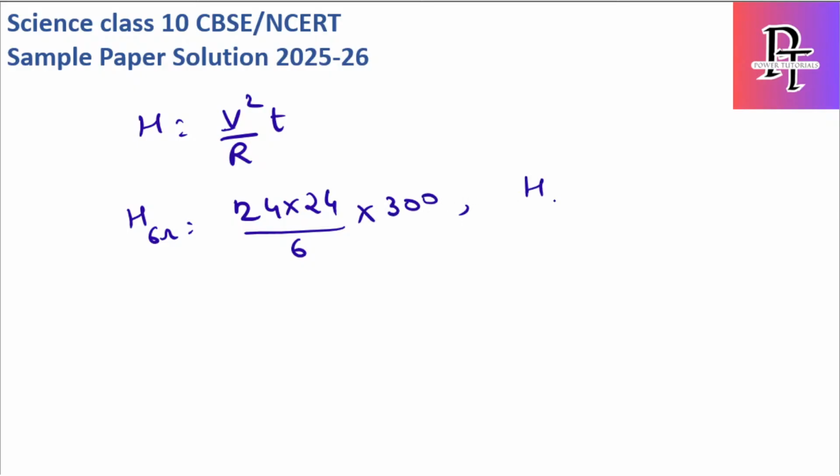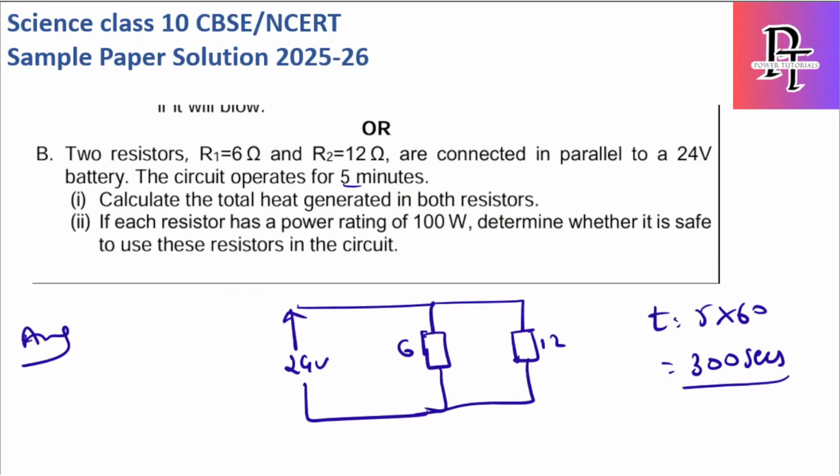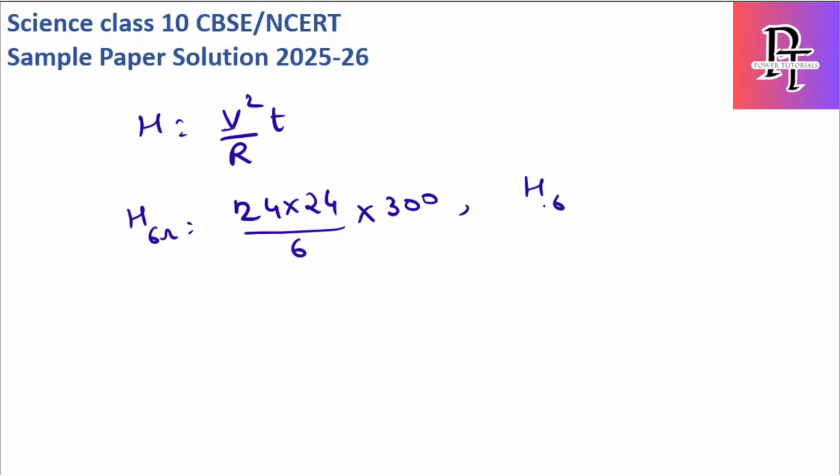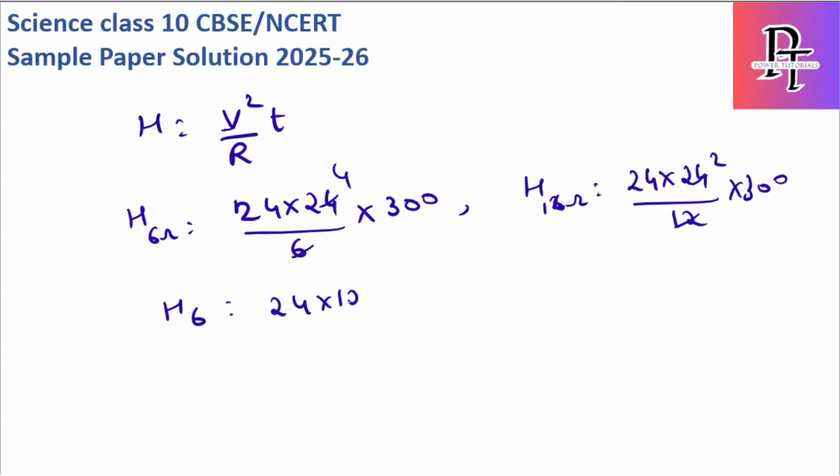Same, I'll write the second part. The voltage across the second, 12 ohm resistor, is the same. Heat across 12 ohms is 24 into 24 by 12 into 300, where 300 is the time. So 6 4s are 24, 12 2s are 24, so this becomes 24 into 1200 for 6 ohms, and heat across the 12 ohm resistor is 24 into 600. I'll find this one and multiply it by 2 to get the first one.